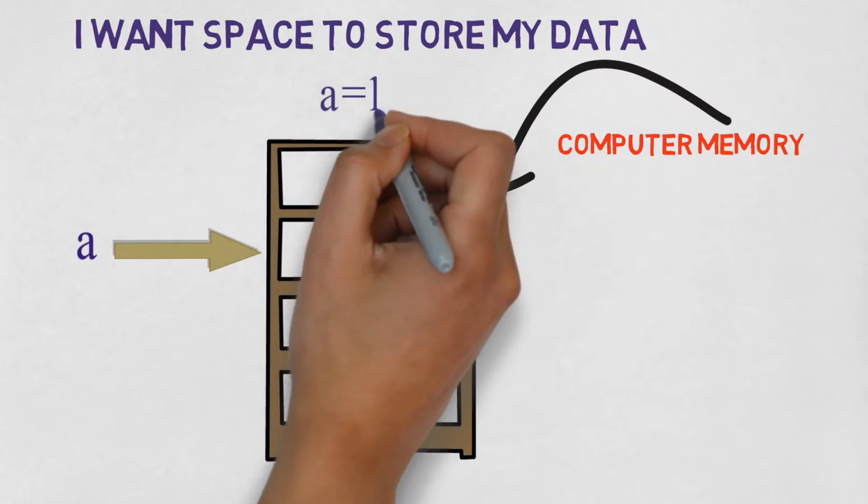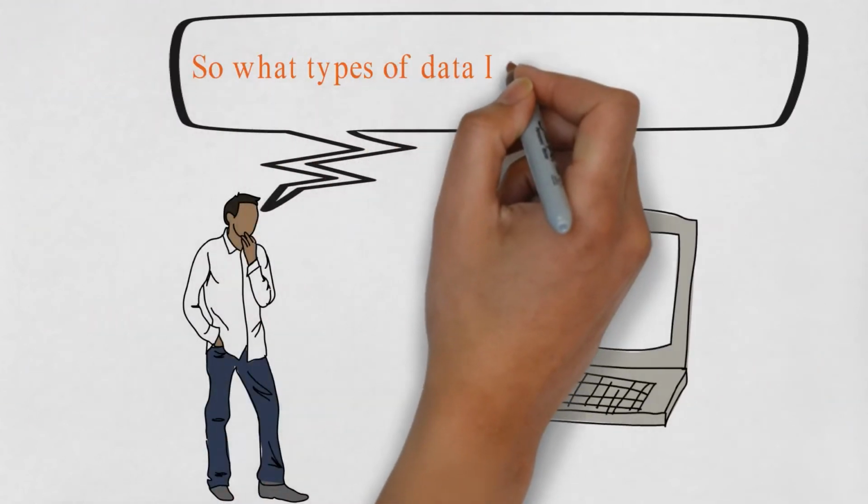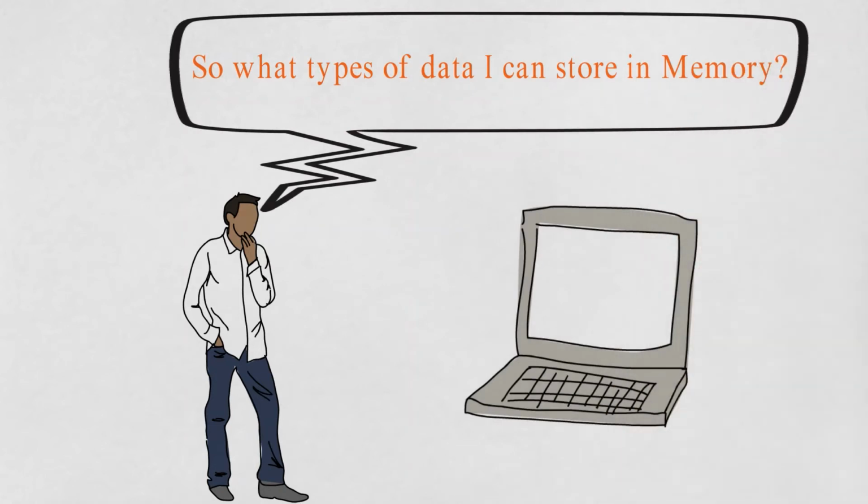And to do this in Python, we just have to write this simple one line of code, A is equal to 10. This one simple line will save that 10 value into the memory of the computer and give that memory location the name A. And this A is nothing but what is called the variable in Python. A variable is nothing but a name given to a memory location where we store our data. So right now we have seen how to store a number in the memory. What are the other types of such data that I can store in the memory?